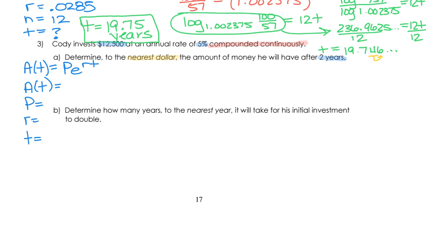And then R and T. All right, so he invests $12,500. That's his principal. His rate is 5%, so 0.05. And in part A, it's after 2 years. So we're solving for his final amount of money. And we'll fill it in.